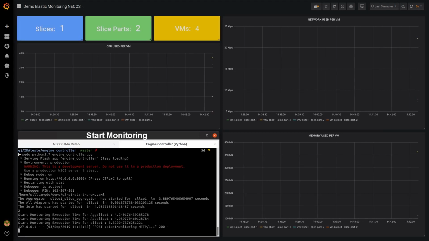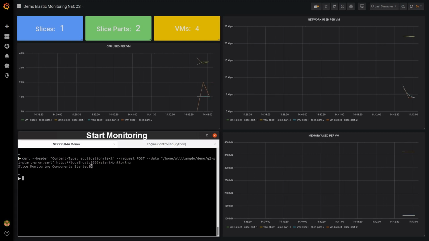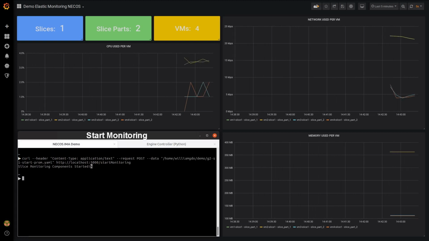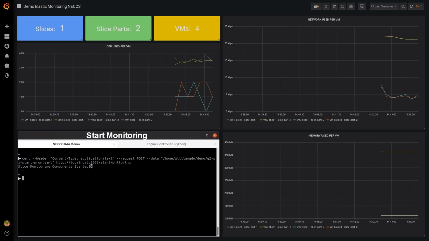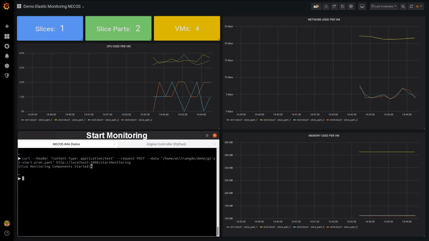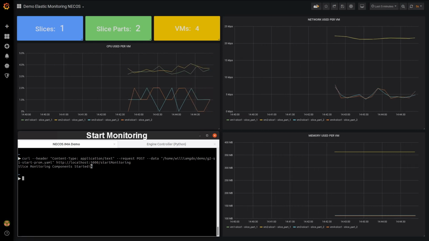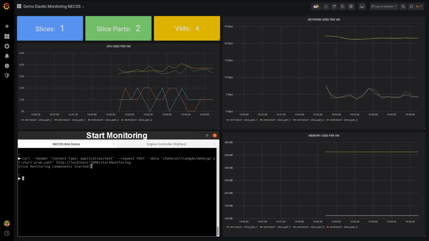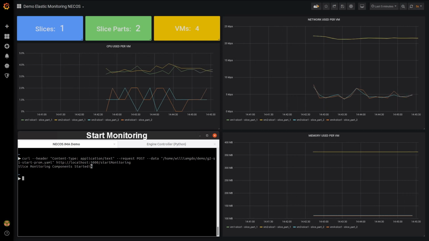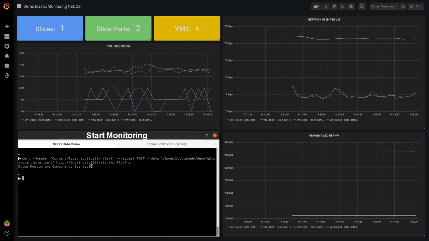Now we will do the request to our framework. At the top, we will see the number of slices, the number of slice parts, and the number of VMs that we are monitoring. We have 3 graphs, one for CPU, one for memory, and another one for network. For each of these graphs, we will show the measure for each VM that we have in our infrastructure.